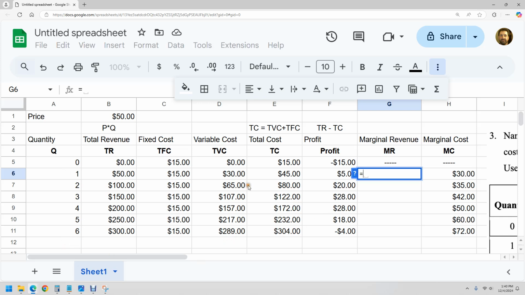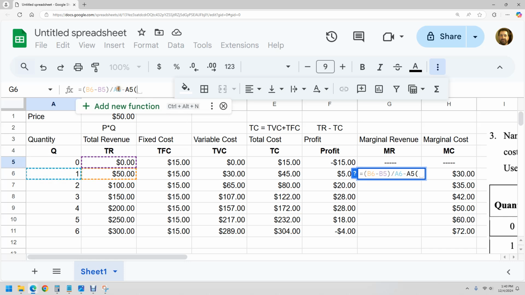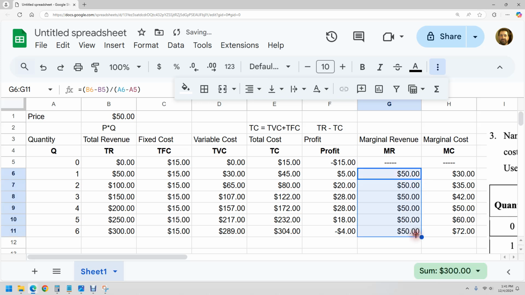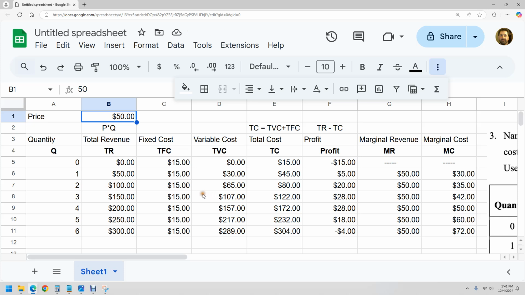Okay, so let's do that this way. So it'd be 50 minus the previous total revenue. So we're going to put this in parentheses, and we're going to divide that by the change in quantity. So that's 1 minus 0. Now those are always a change in 1, so it doesn't matter what you're up to there. So it's dividing by 1. You don't even have to do that part, but just to be proper about it. And I'm going to copy all the way down, and you can see it's 50, and 50 seems familiar because it is actually the price.